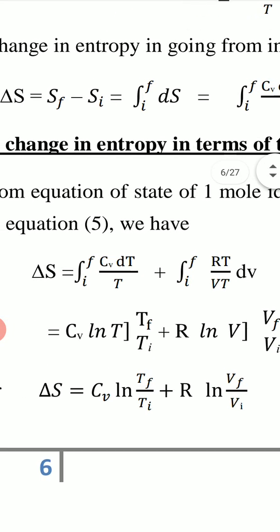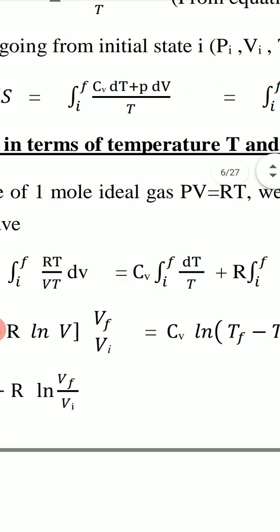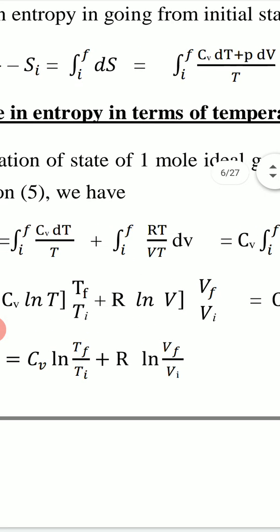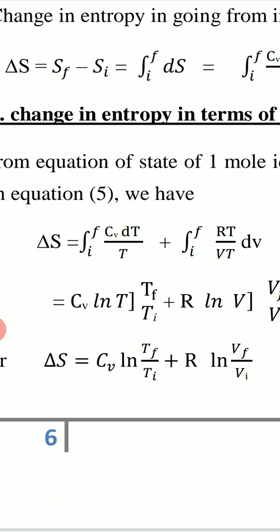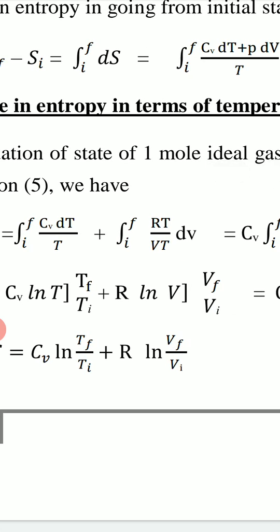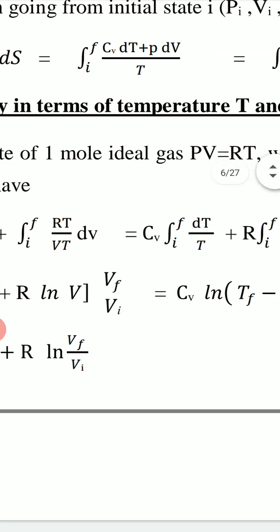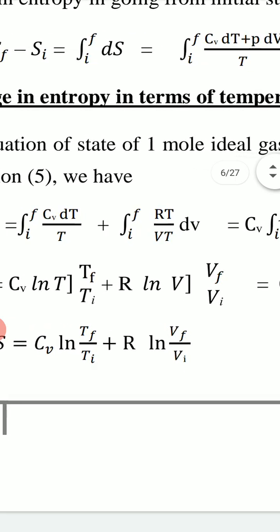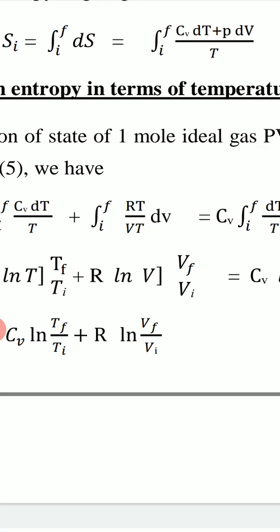Now first integral is integral dt upon T, and value of this integral is log T. We write log T here as ln T. Ln T means log T, it is log at base e. So first integral gives Cv log T and limits are Ti to Tf. Similarly, second integral, R is constant, becomes log V, and limits are Vi to Vf.